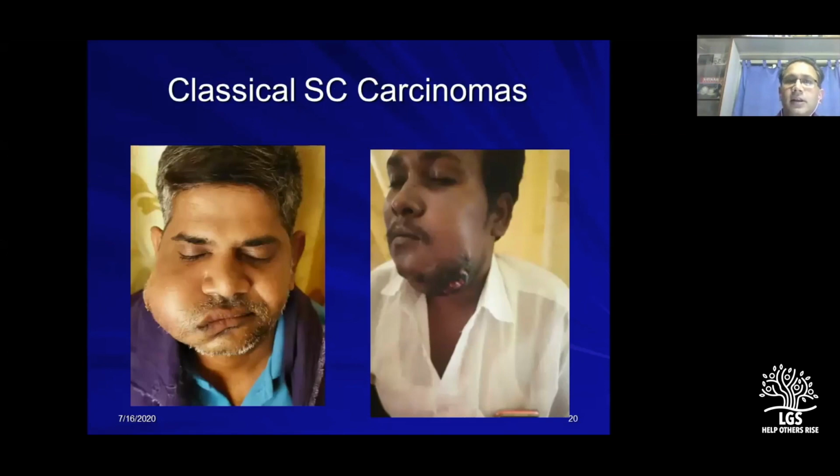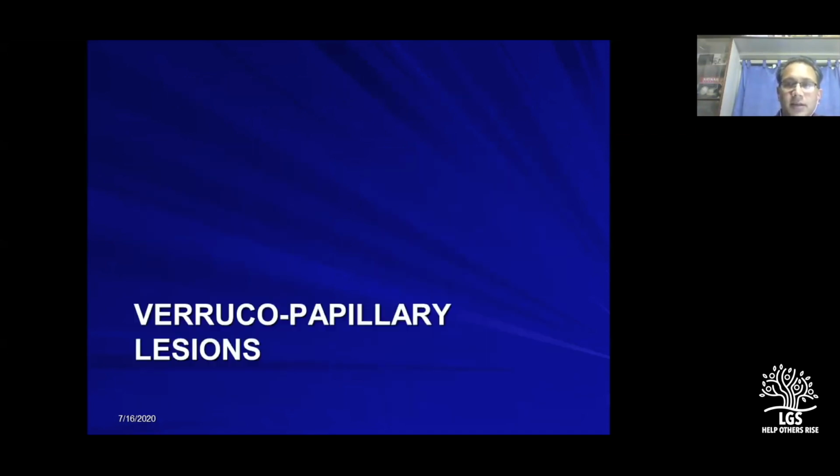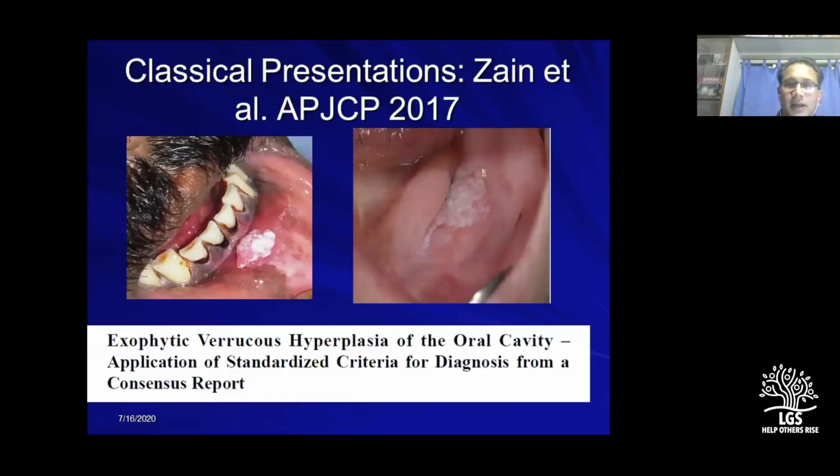Now, these are the classical presentations that we would normally see in our clinical practice. You can try to see, and these are frank cancers which you can make a diagnosis at a distance. But the verrucopapillary lesions are a spectrum; I will show you a couple of pictures of how they are. This is taken from the classical consensus report textbook, which says some of these lesions are warty, they are elevated.